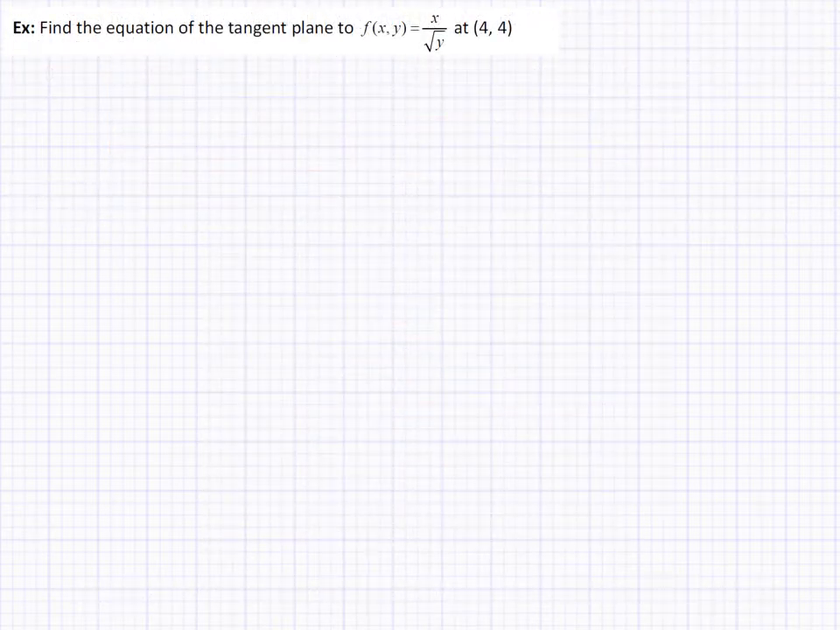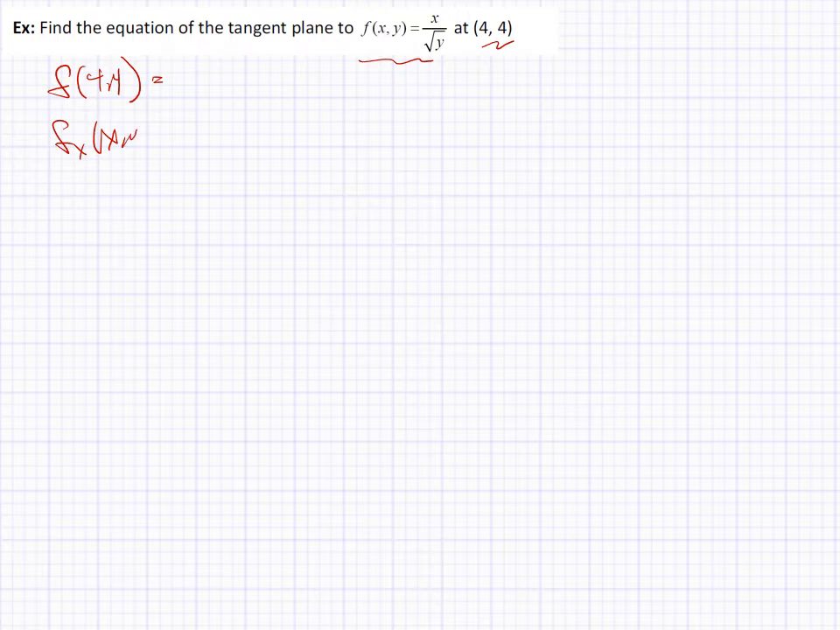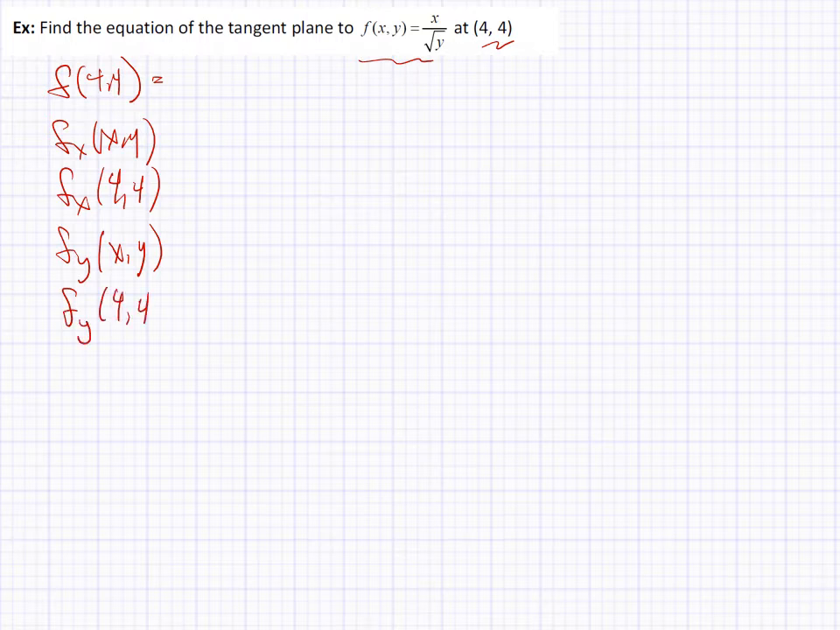So here we have a question that asks us to find the equation of the tangent plane to this function at this location. So basically what that picture just described, now we want to actually calculate the equation of that tangent plane. And so we're going to need a couple of things. We're going to need f of 4, 4. We're going to need the partial derivative with respect to x, and the partial derivative with respect to x at 4, 4. We're going to need the partial derivative with respect to y, and the partial derivative with respect to y at 4, 4.